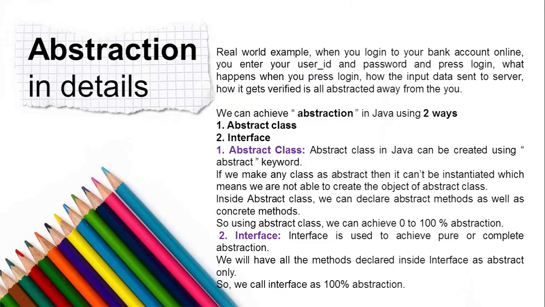Each and every thing is done after that, correct? So this entire complex process is hidden from you. You are just given the part of the data which is required for you. This is an example of abstraction. This abstraction is achieved in Java using two ways: abstract classes and interfaces.